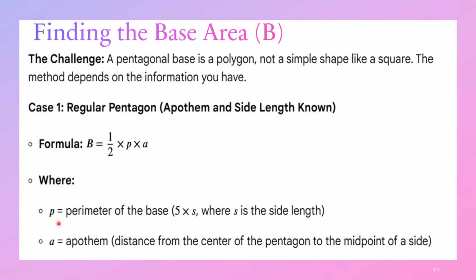Where P is the perimeter of the base, that is 5 times S, where S is the side length. And A is the apothem, which is the distance from the center of the pentagon to the midpoint of the side. Okay, so remember we have 1/2 times P times A.